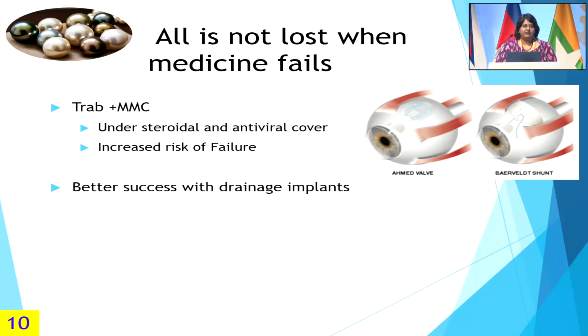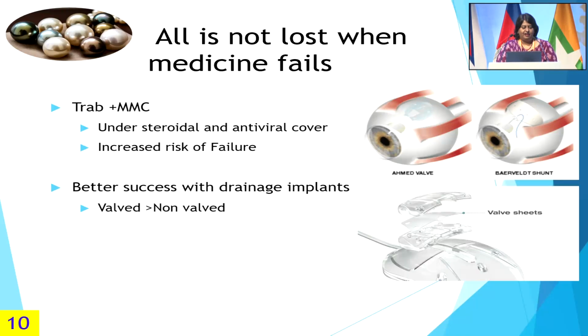We have two types of drainage implant. One is with valve and the other is the non-valved ones. Valved ones are preferred over the non-valved ones, because with valved ones the chance of hypotony is less. We are always more worried about hypotony because of the ciliary shutdown and all those issues in uveitis.